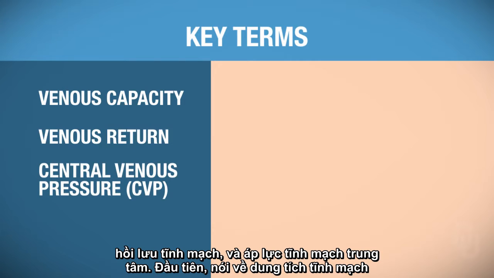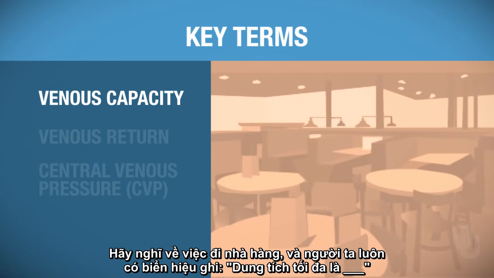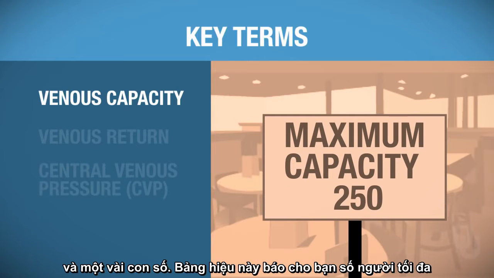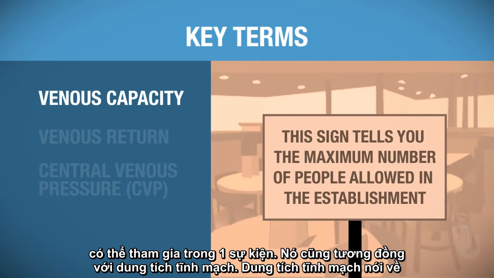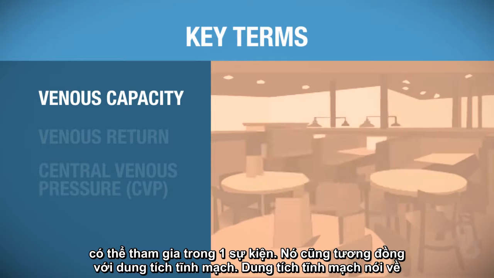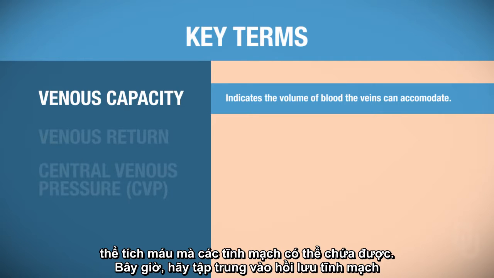First, let's discuss venous capacity. Think about going to a restaurant, and they always have the sign that says, maximum capacity is, and some number. This sign tells you the maximum number of people you should have in that establishment. That is similar to venous capacity. Venous capacity indicates the volume of blood that the veins can accommodate.